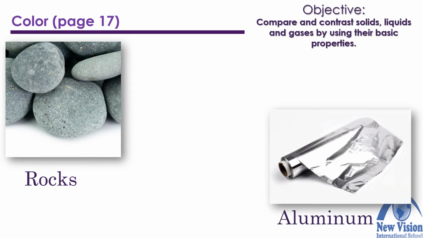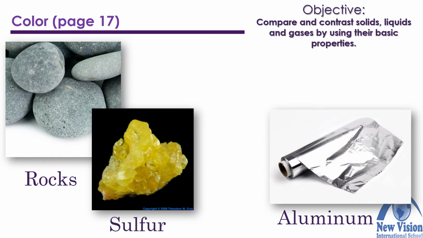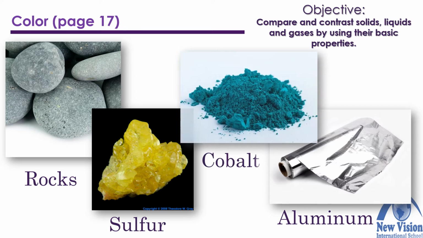Aluminum is silver in color. This aluminum is in flat sheet. Sulfur is yellow, and this sulfur is in crystal form. Cobalt is bluish, and we can tell that it's in powder form.